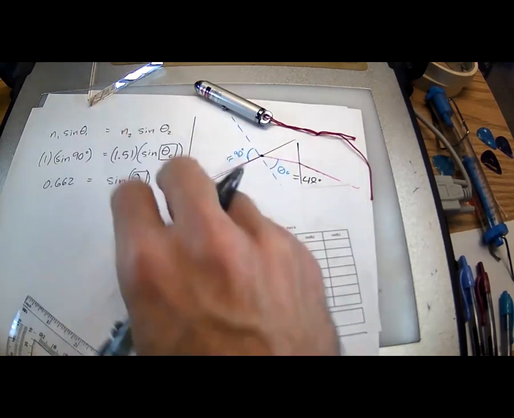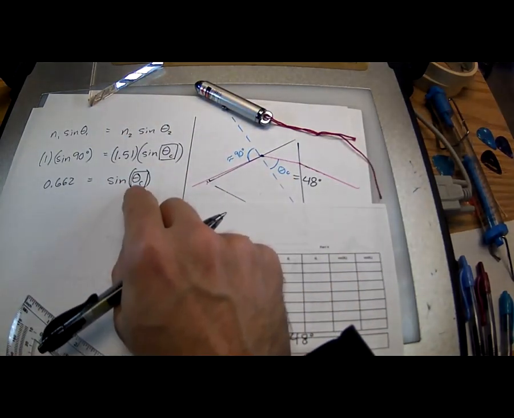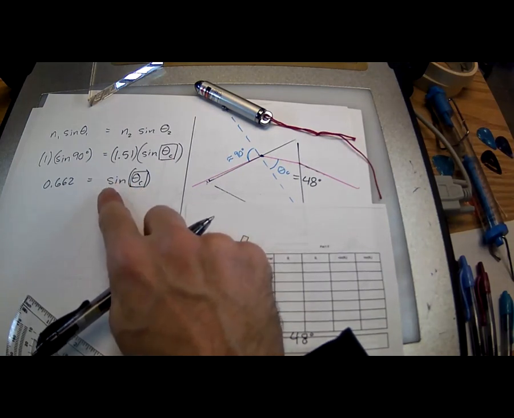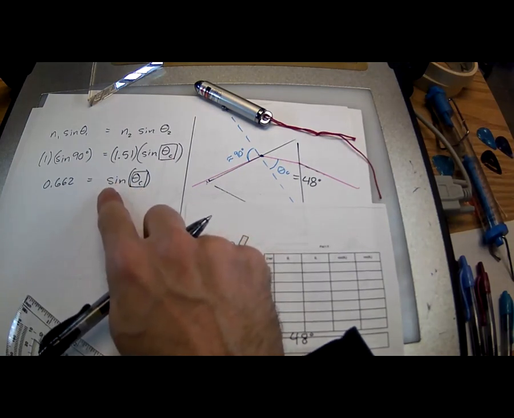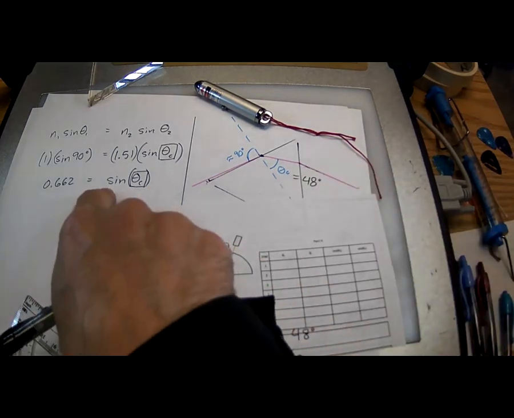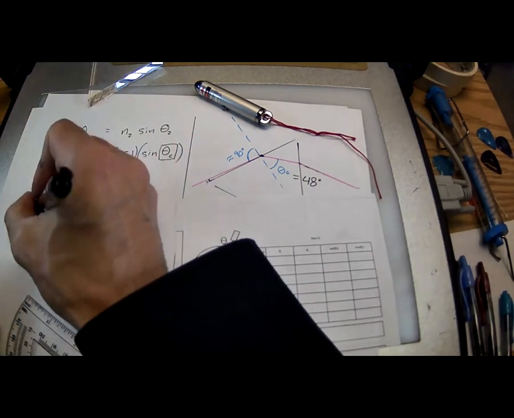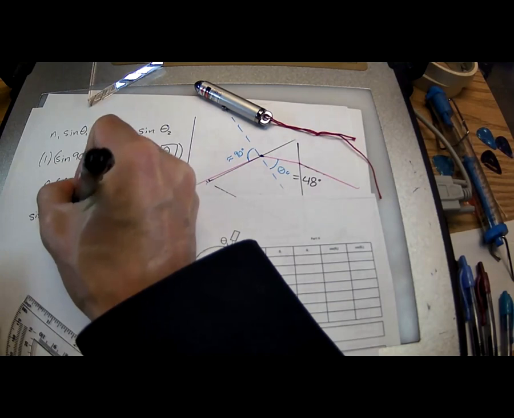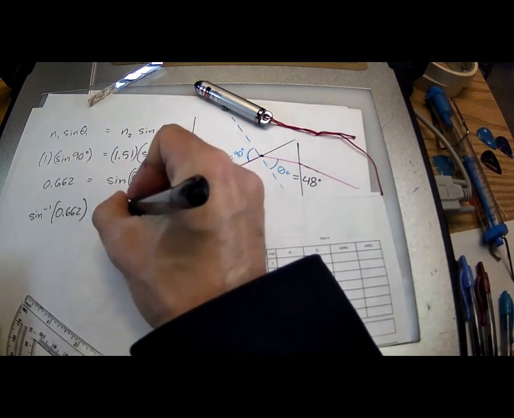Now, who remembers from last semester, how do you extract this angle algebraically? You have to do what to both sides? How do you undo a sine? Inverse sine. You guys know that? Like, how do you undo a square root? Well, you square both sides. How do you undo a sine? You take the inverse sine. So we're going to do inverse sine of 0.662. That's equal to the critical angle.